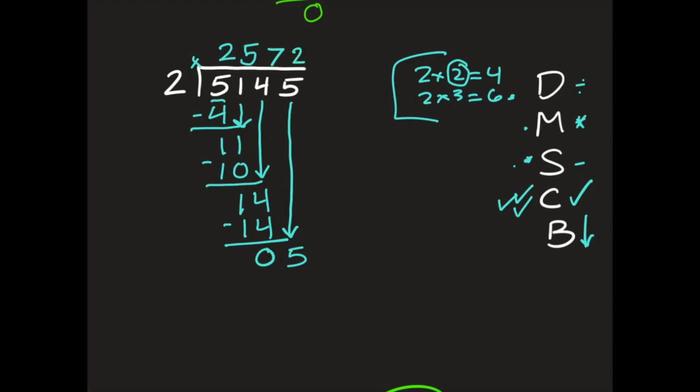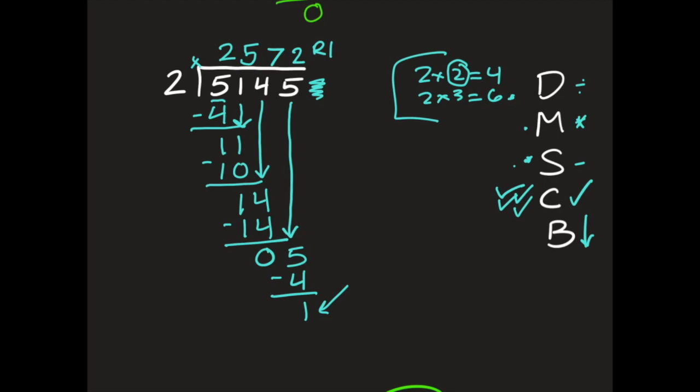2 times 2 equals 4. And so when I subtract 5 minus 4, that's going to give me 1. Check. Is 1 smaller than 2? Yes. Do I have anything left to bring down? That answer is no. So when I answer no, whatever is left over becomes my remainder. So I have 1 left over. So my answer is 2,572 with a remainder of 1.